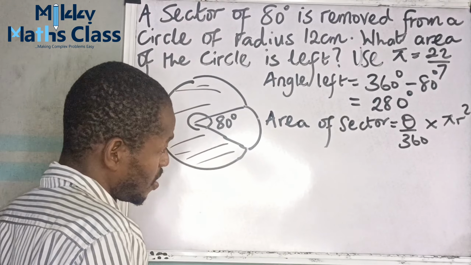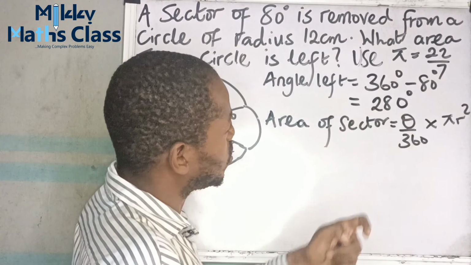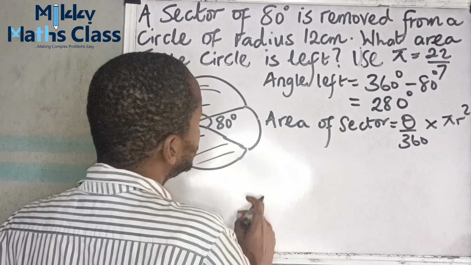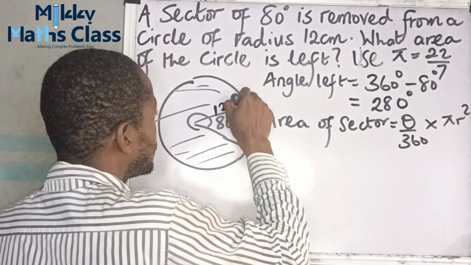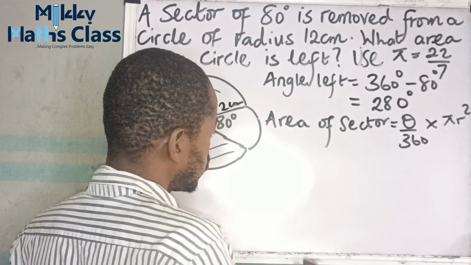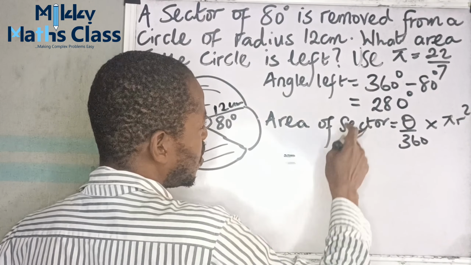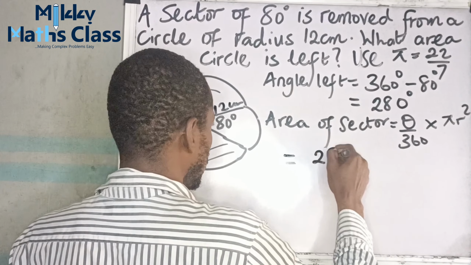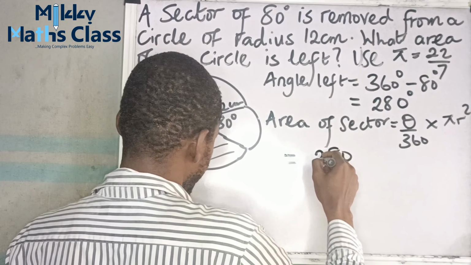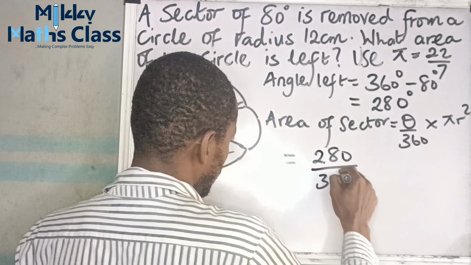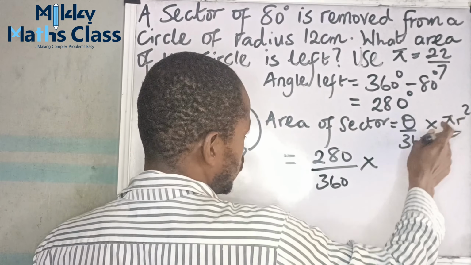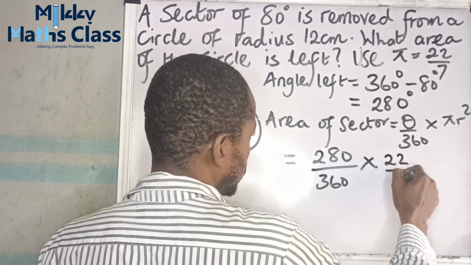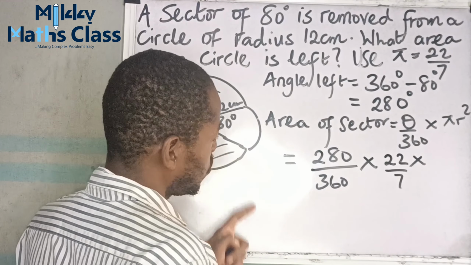We're asked to use pi to be 22 over 7. Our radius is 12 cm. So we are pretty much done. We input what we have there. This is 280 over 360 times 22 over 7 times our radius 12.